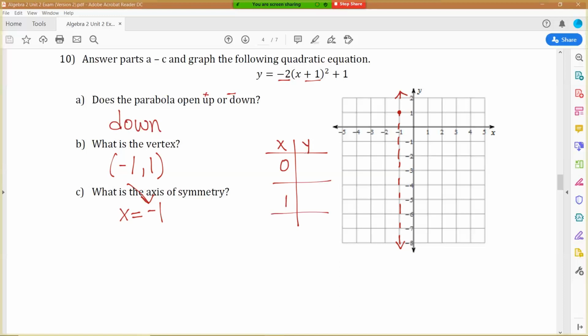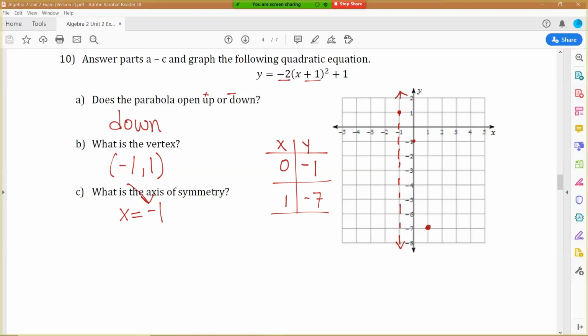So if I plug in 0 to my original equation, I should get -1. If I plug in 1 to my original equation, I get -7. And again, I can do that just in my calculator, making sure I'm using parentheses when necessary. So then I'm going to graph those 2 points. 0, -1 is right here, and 1, -7 down here. And then I get to reflect them.